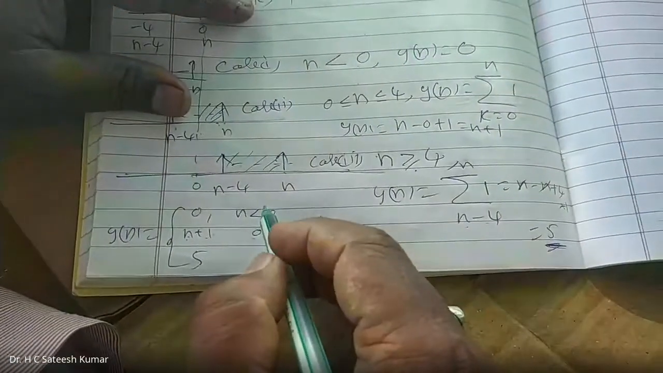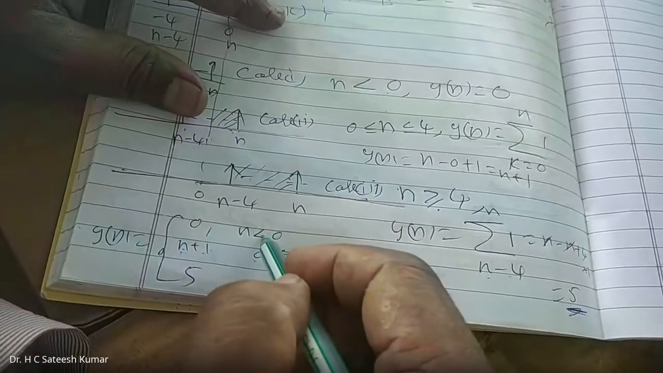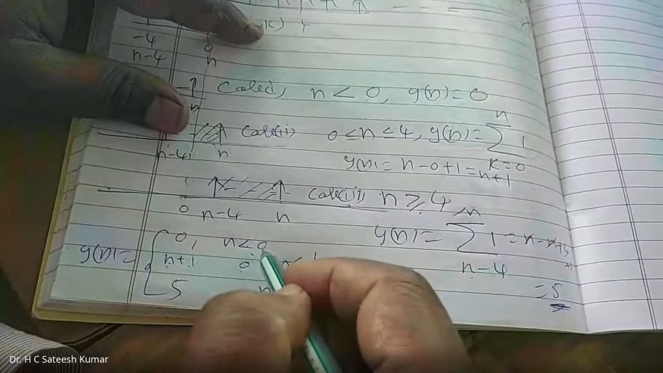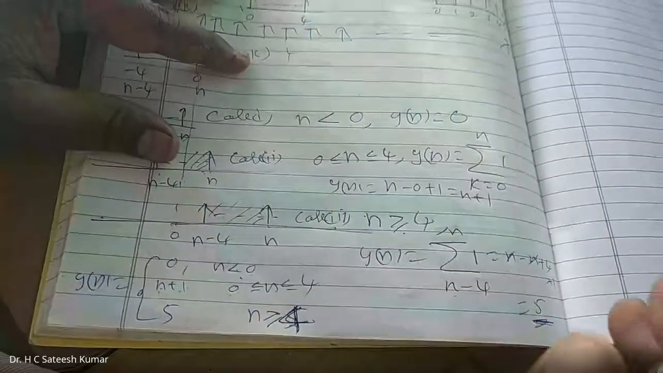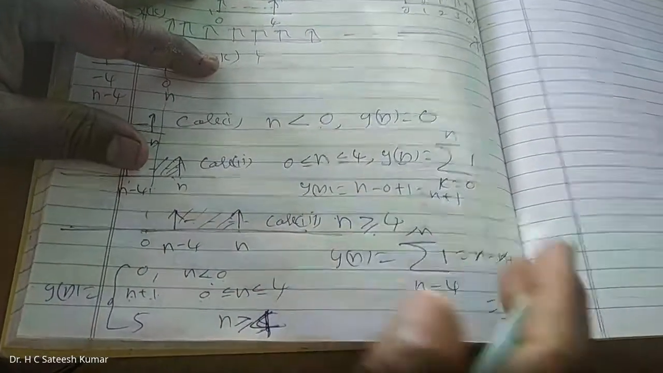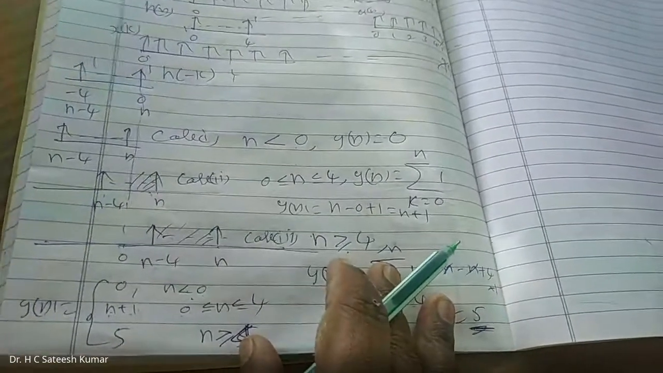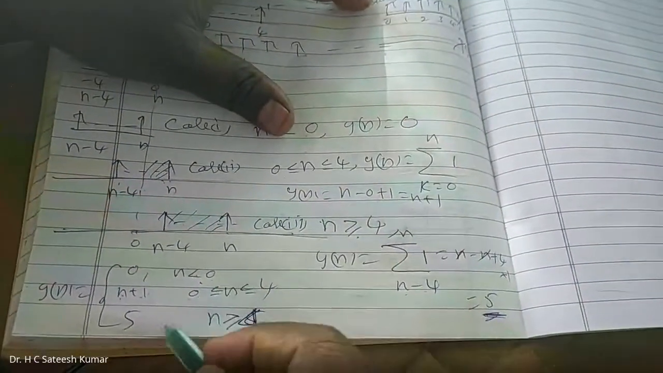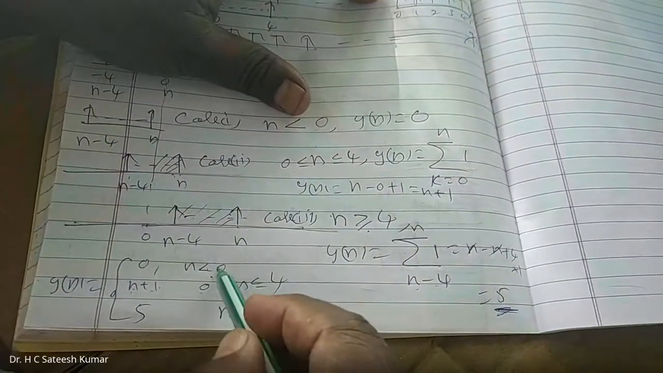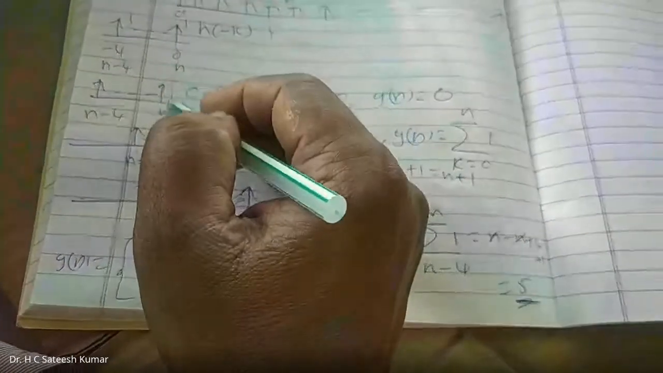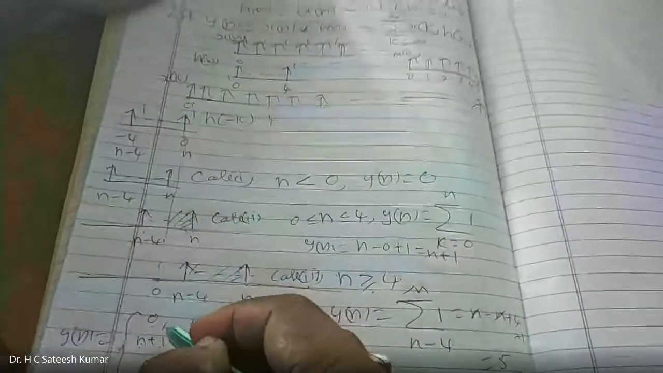N is equal to 4. Okay, before that, we verify the answer, and the cases also we verify. N less than 0, minus infinity to 0, 0 to 4, 4 to infinity. All of them are covered. No overlapping, no gap. Right? And N less than 0, what will happen? No overlapping, therefore the answer is 0.